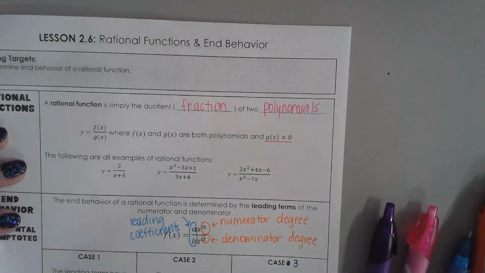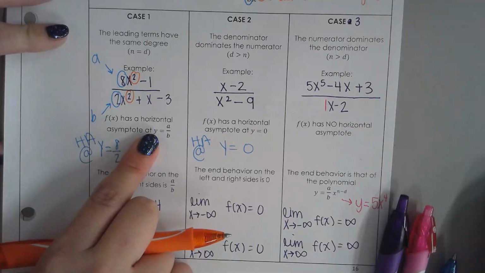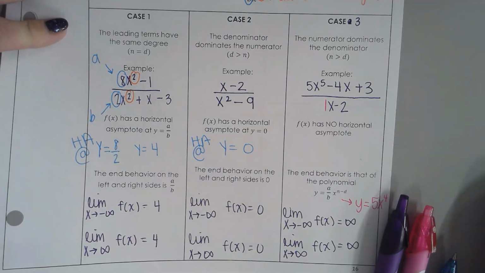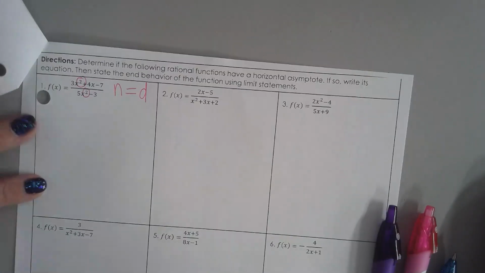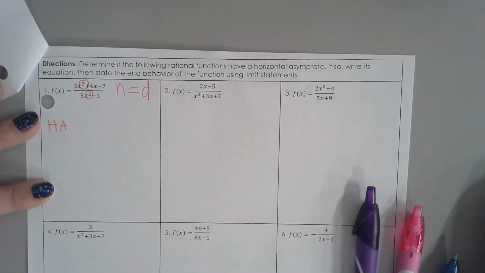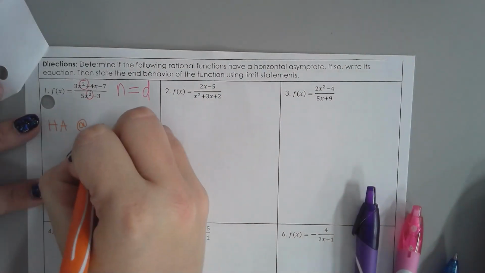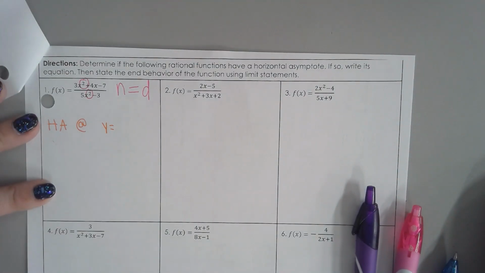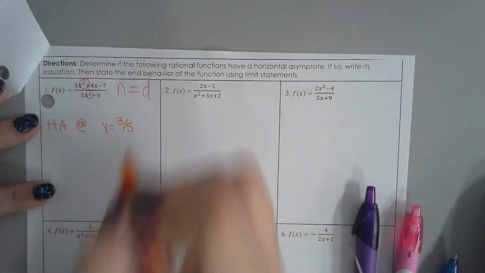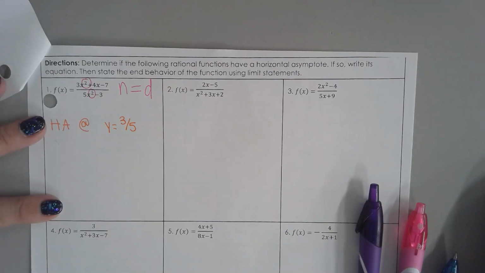So if you look back at case 1, there's a horizontal asymptote at A over B. So I have a horizontal asymptote. I'm just going to put HA at Y equals, what's my A? 3. What's my B? 5. So Y equals 3 over 5. So 3/5.